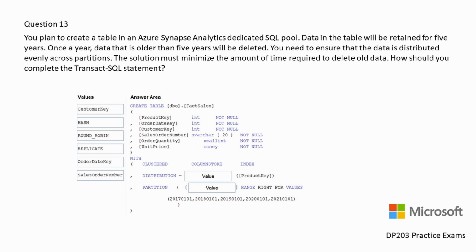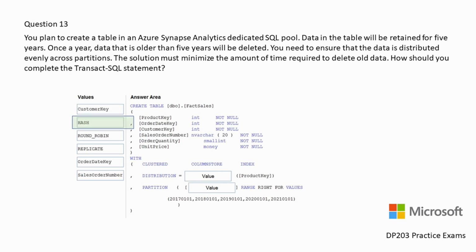This question requires us to know about distribution and partition. For distribution, we're given 3 options here: hash, round robin, and replicate. Well, the default distribution is round robin, but we see here that we're given the distribution column. The only distribution option that takes a distribution column is hash distribution. So our distribution is hash.